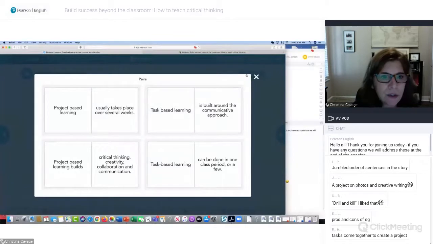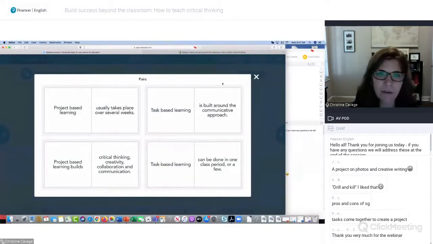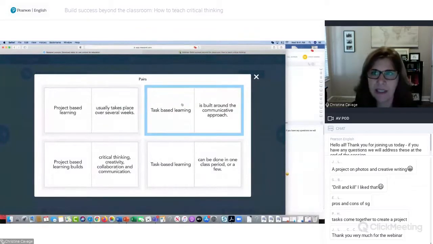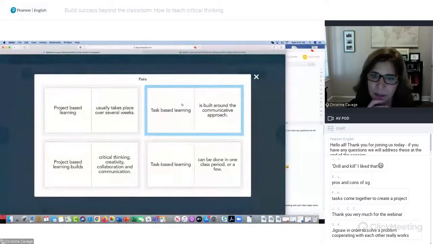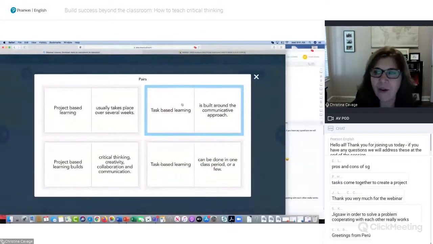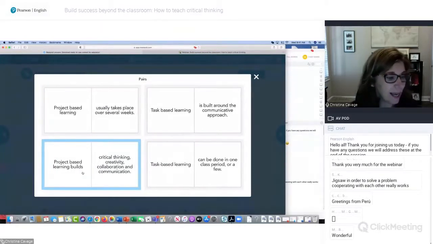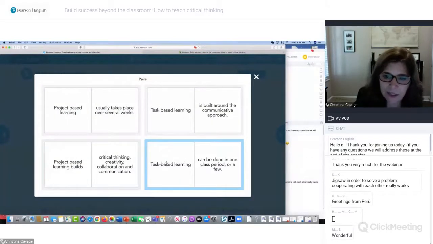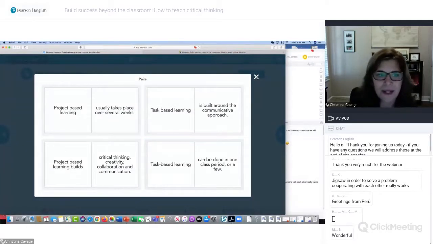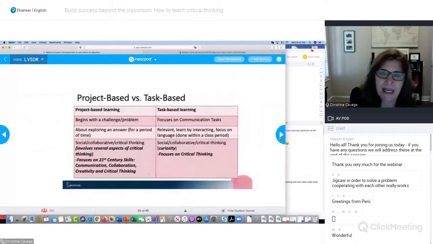So project-based learning usually takes place over several weeks. Okay, several weeks. Task-based learning is built around the communicative approach. Okay, so our focus in task-based learning is really to get students talking. And then, this might be hard for some of us, but then we later will correct and give the proper language that they may need. Project-based learning builds critical thinking, creativity, collaboration, and communication. And you may know these as the 4 C's of 21st century skills: critical thinking, creativity, collaboration, communication. And then task-based learning can be done in one class period or a few. Okay, so just some differences between task-based and project-based.